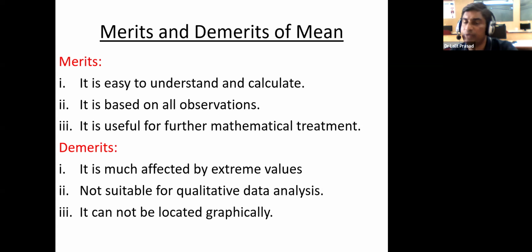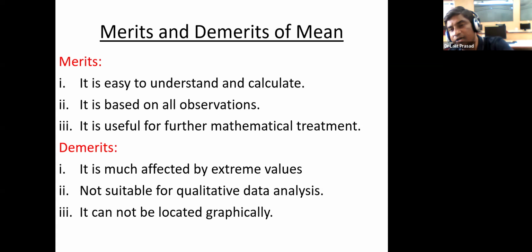What are the demerits? There is nothing in the world that has been made without demerits. Demerits are there, merits are there. So whenever you can see here, it is much affected by the extreme values. As I have already given you the example, 50 students are there. 45 students have got marks between 40 to 45. 5 students have got 100, 100, 100. So due to these 5 students, the average value is going to 60%. And then we are saying that 60% is the average mark. So it is affected by the extreme values.